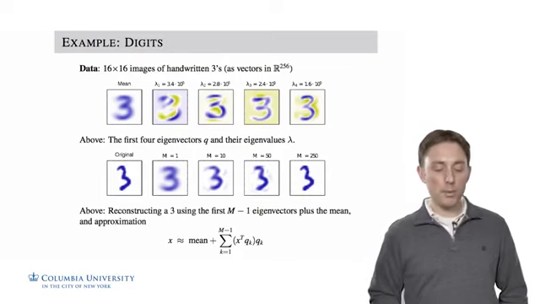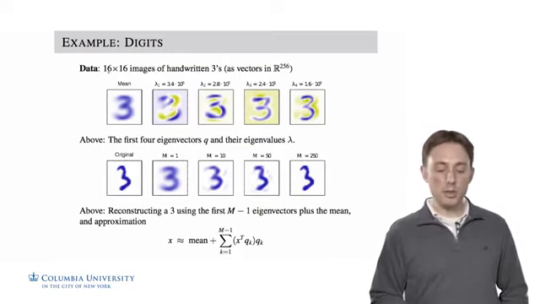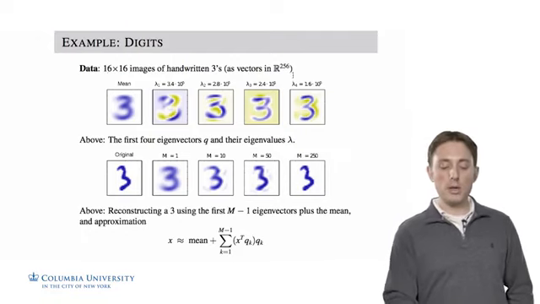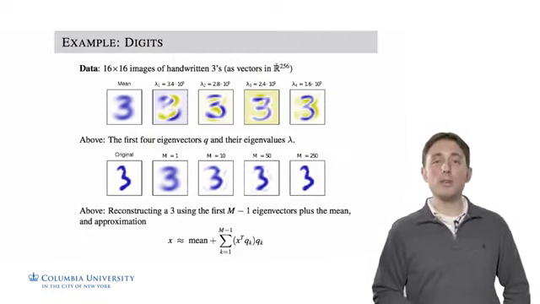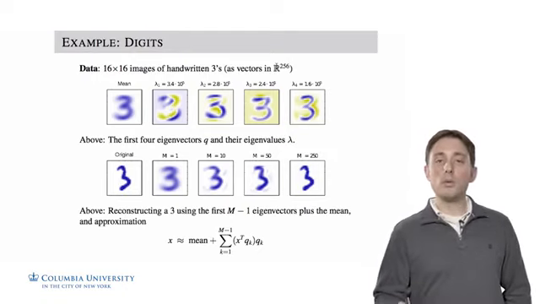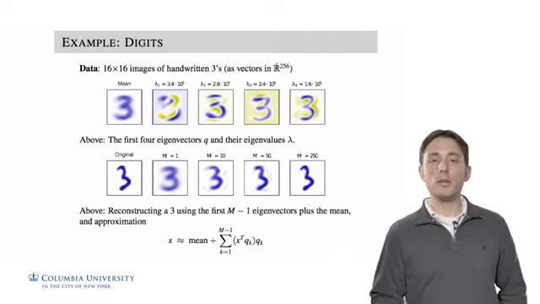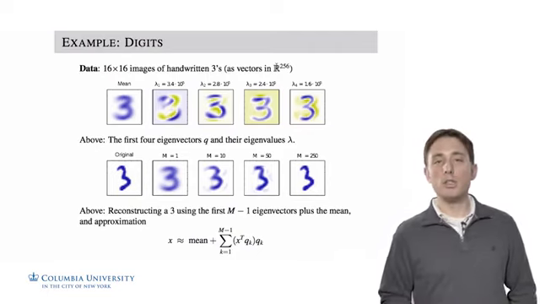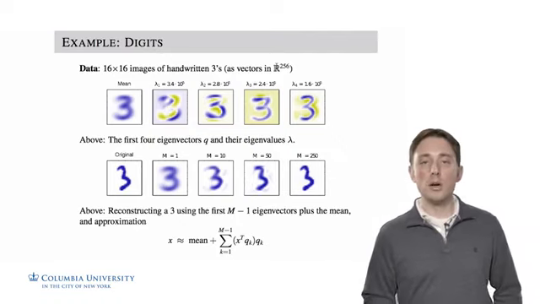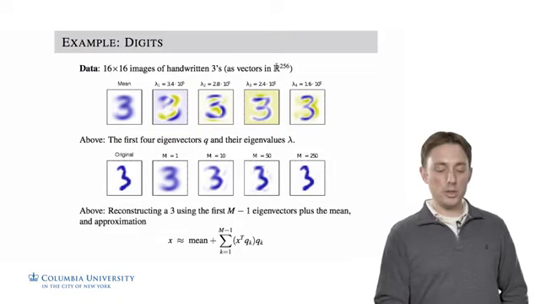And here's one more example. In this example, we have 16 by 16 images of handwritten digits, 3s. And so the data is now 256 dimensional. However, we don't think that 256 numbers are necessarily required to keep all of the important information about each of these 3s. And so we project them into a lower dimension using the eigendecomposition, the PCA. And so here's what we get from the data set.